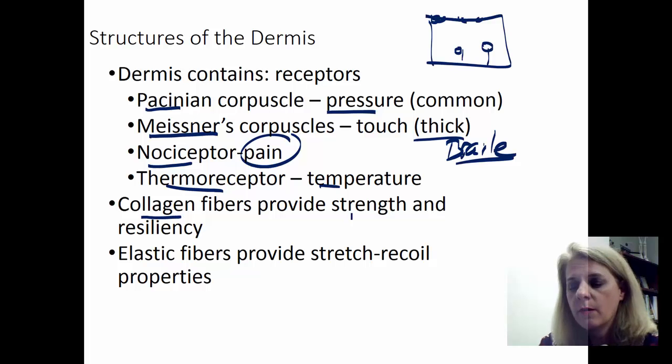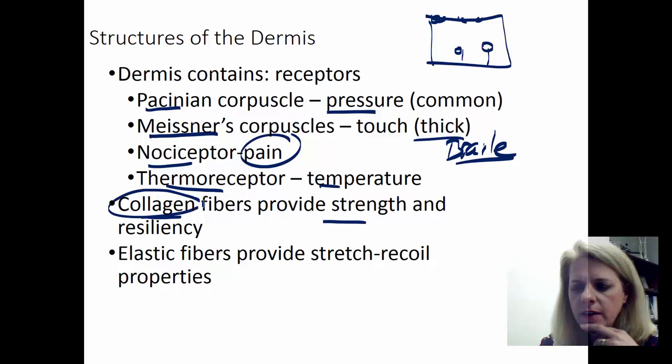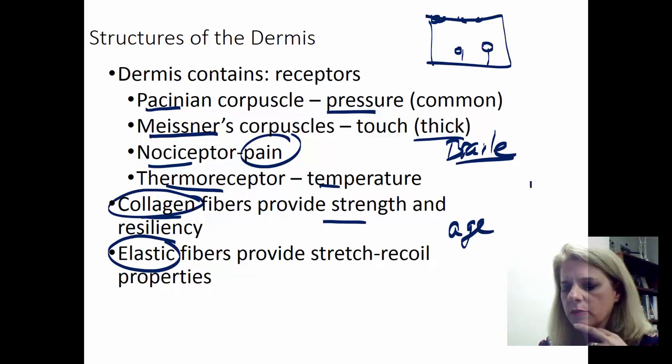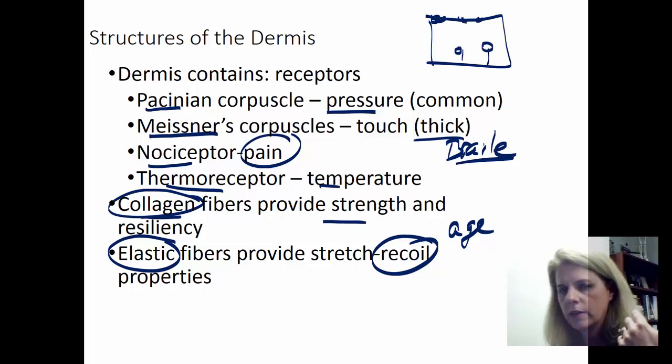Lots of collagen fibers, so skin's very strong. These are some of the things that start to break down. Elastic and collagen fibers start to break down as we age, and we'll talk a little bit about that later on. So your elastic fibers obviously allow for recoil properties. So you have both of those in your dermis.